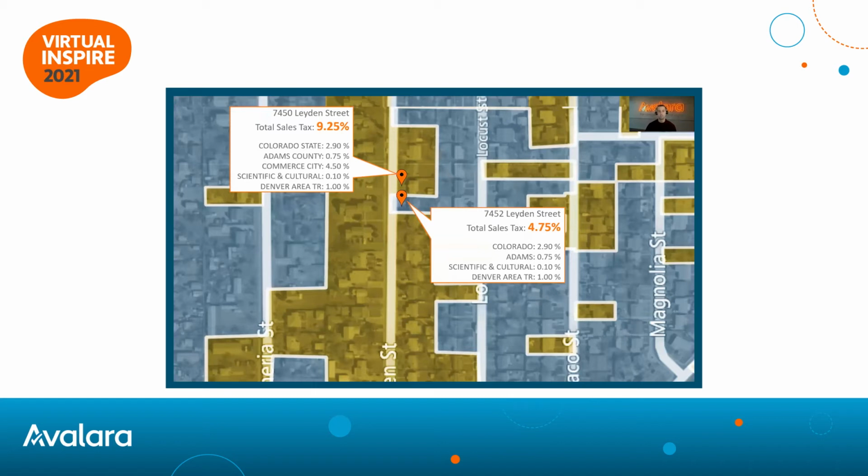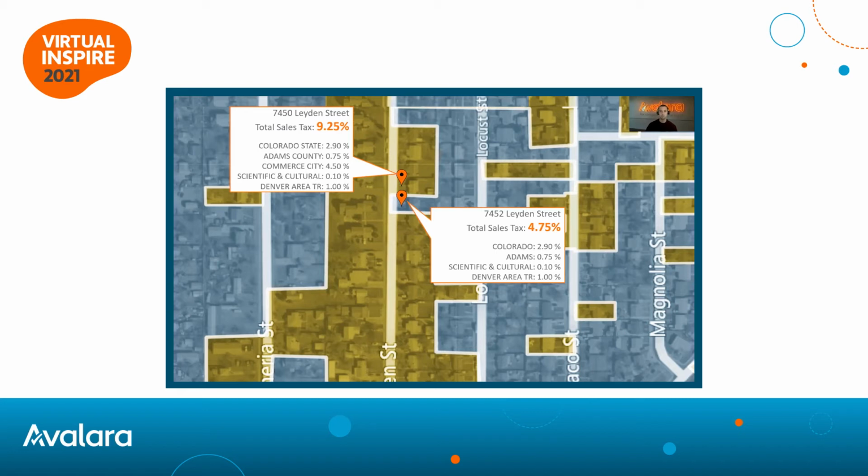Now, if you look at the differences between the makeup of those tax rates, right, you've got a state, county, city, couple special jurisdictions. The 9.25% house there does fall within Commerce City limits. And the one on the right, the 4.75, you'll see that Commerce City is missing from that jurisdictional breakout. So they're just outside city limits, but that means about a 4.5% rate difference between the two taxes that they pay.